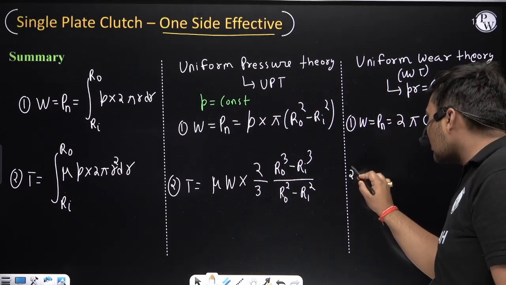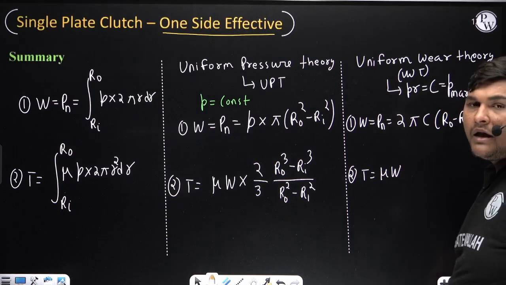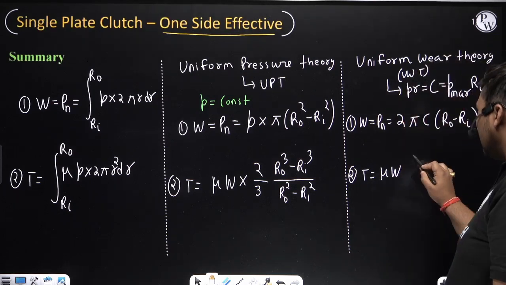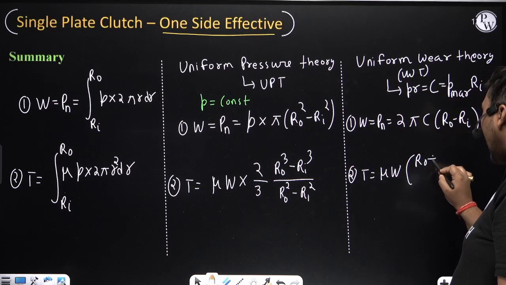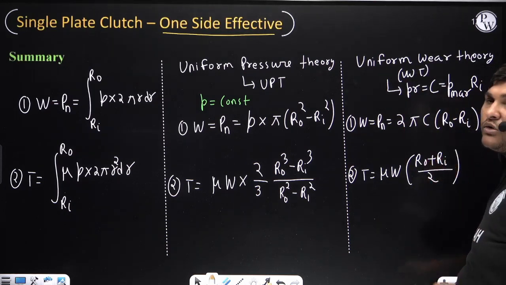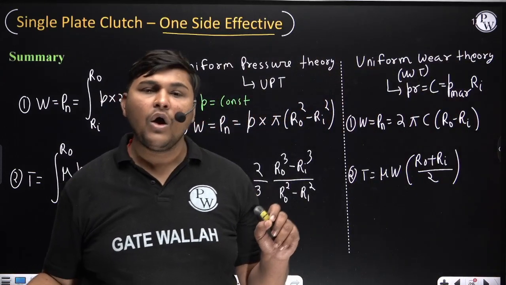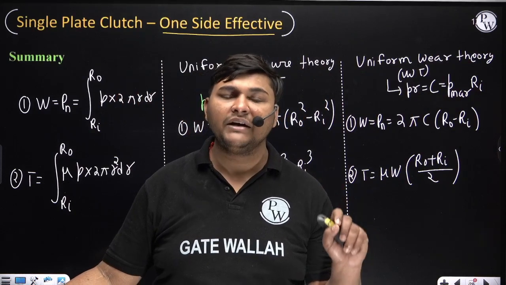Similarly, the formula to calculate torque is mu W into Rm, and for the uniform wear theory, the expression of Rm is nothing but (R naught plus Ra) divided by 2. That is the arithmetic mean of R naught and Ra. Okay, so this is the summary of single plate clutch with one side effective.